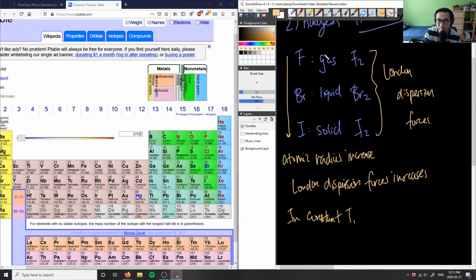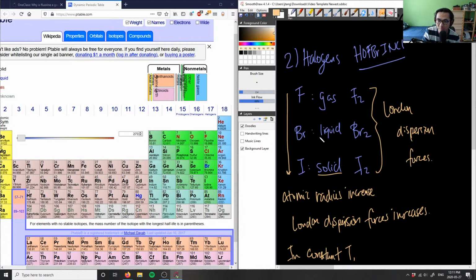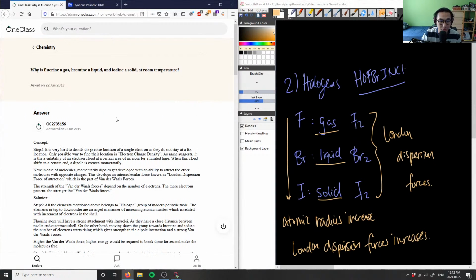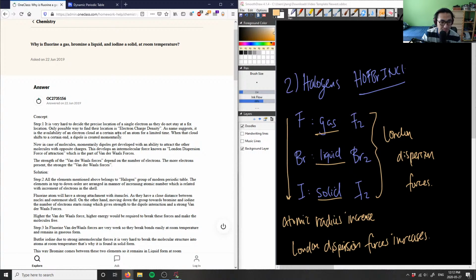So as you can see, iodine has the highest amount of London dispersion forces. So the molecules are going to be closely packed together. Therefore, it's going to be a solid. And then it's going to be a liquid for bromine because, again, the atomic mass is slightly smaller, and fluorine has the smallest atomic mass. So it's going to exist as a gas because it has less London dispersion force holding it together. In terms of a gas, it's more free to move, and it takes up more volume. Again, this is all at room temperature because we're comparing at constant temperature. So that's why fluorine's a gas, bromine's a liquid, and iodine's a solid at room temperature.